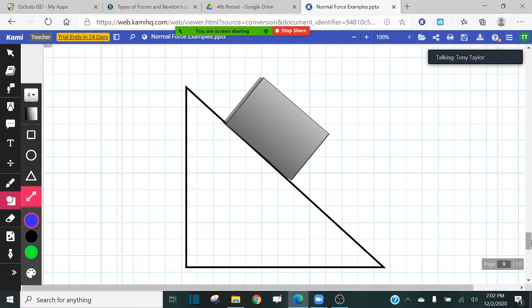So let's say, for example, I have a situation like this where I have an object sitting on an inclined plane, as you guys see here. Where would my normal force be pointed here? Well, remember what I said, the normal force is always perpendicular to the surface of contact. Since this right here is my surface of contact, the normal force points like this.